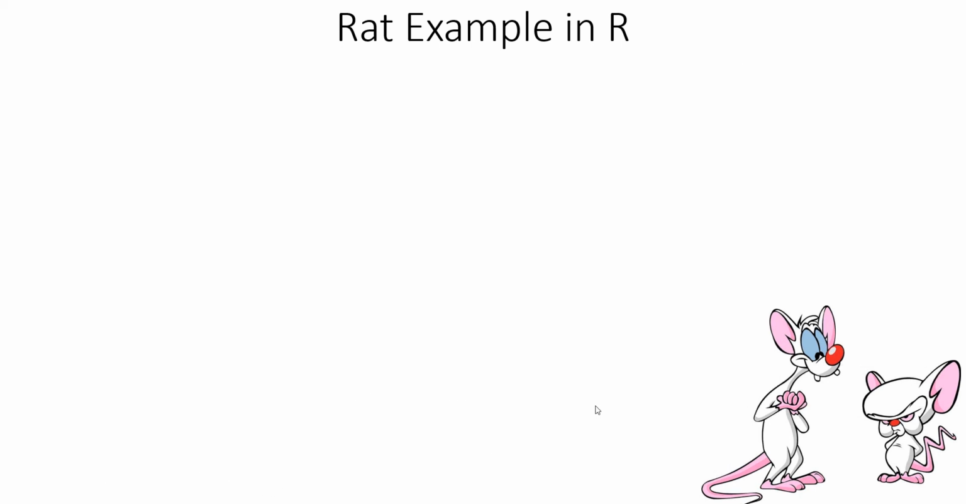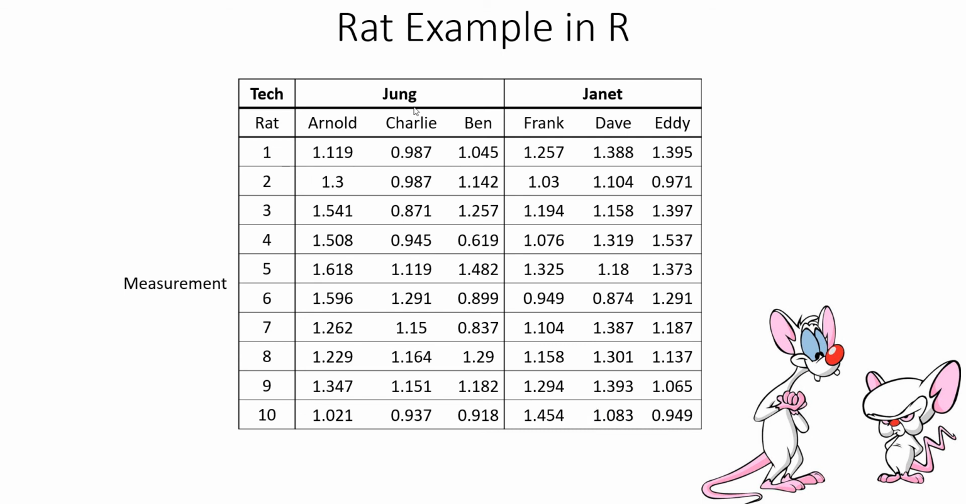And what the experiment looks like, if you list it all out, Jung has 3 different rats, Arnold, Charlie, and Ben. Each one of those rats was measured 10 times. And then Janet has her 3 different rats, Frank, Dave, and Eddie. Each one of those was measured 10 times. Again, Jung only measures Arnold, Janet doesn't. Jung doesn't measure Frank, only Janet does.